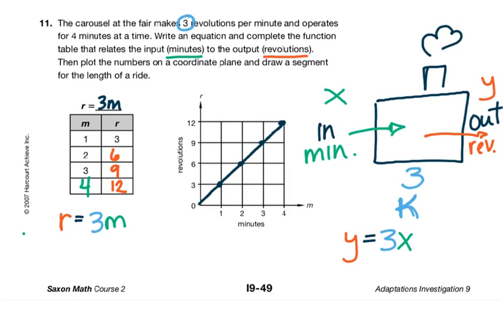And we have successfully drawn our function of the carousel, and it is a direct variation. It follows the pattern of our equation and our graph. It goes to the origin, it goes upwards and to the right, and it is a straight line.